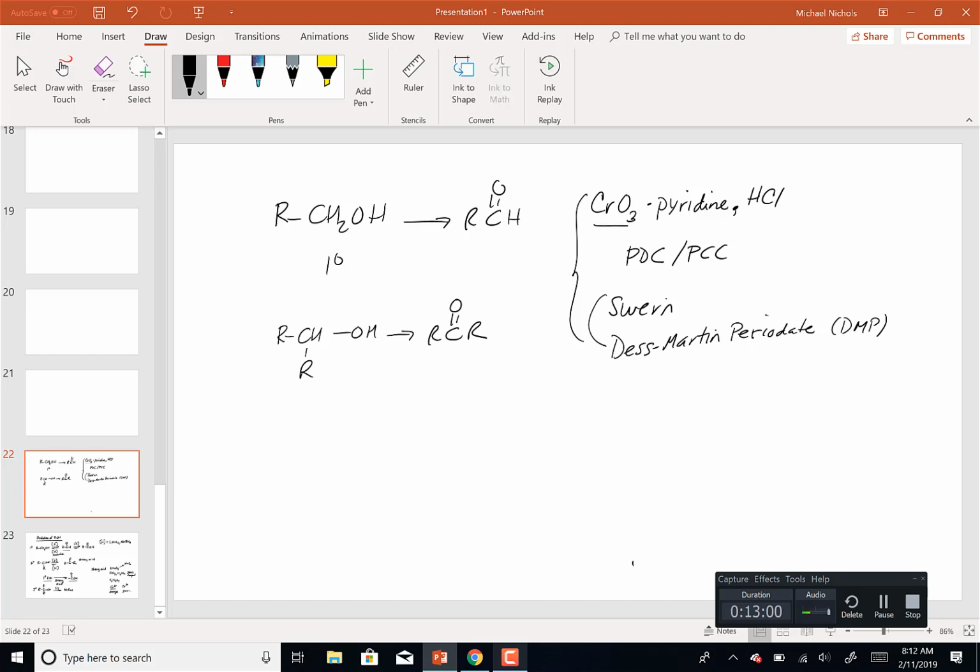This reagent, chromium trioxide, pyridine, and HCl, is what's called PCC, pyridinium chlorochromate. And then there's also pyridinium dichromate, which is PDC. But the one that's most common is PCC.